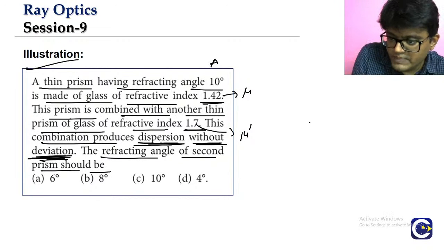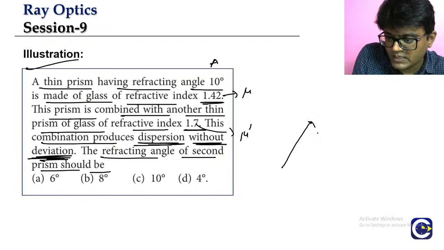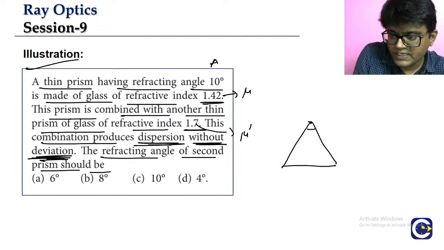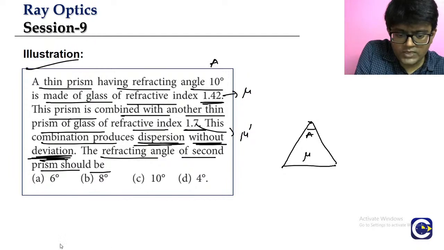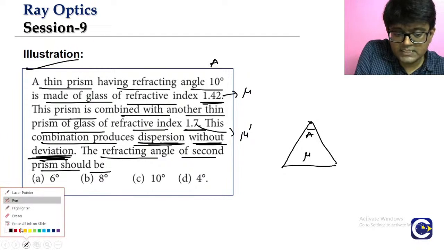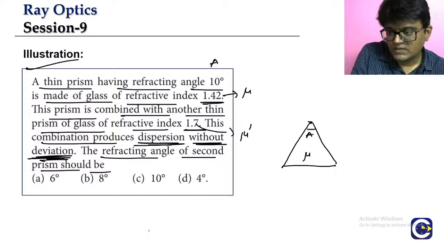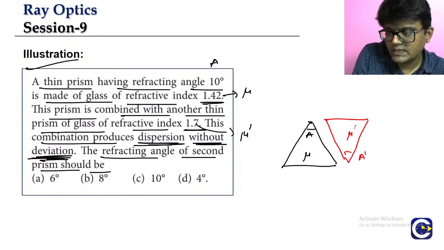So we know already how we should keep the prisms. If this is the first prism, angle is A, refractive index is mu. How should we keep the second prism? Second prism should be kept inverted with respect to the first, like this. This is A dash, mu dash.